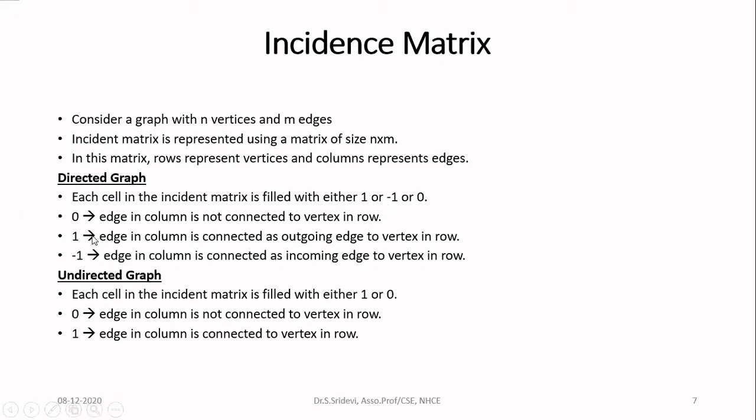And whenever you write 0, it means that the edge in the column is not connected to the vertex in the row. In the row, you are going to write vertex. In the column, you are going to write edges. If the particular cell is 0, it means the edge in the column is not connected to the vertex in the row. If the cell is 1, it is going to tell you that edge in the column is connected as outgoing edge to the vertex in the row. If the cell is -1, edge in the column is connected as incoming edge to the vertex in the row. This is how we are going to represent for a directed graph.